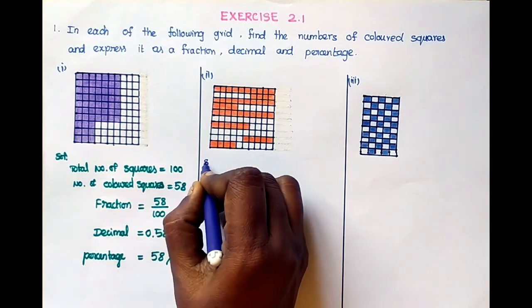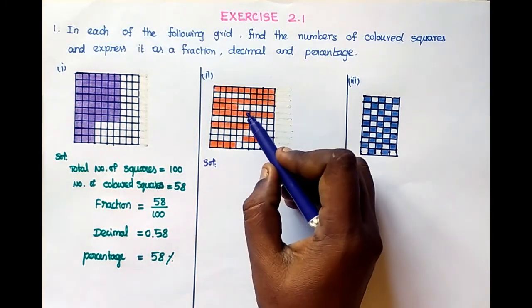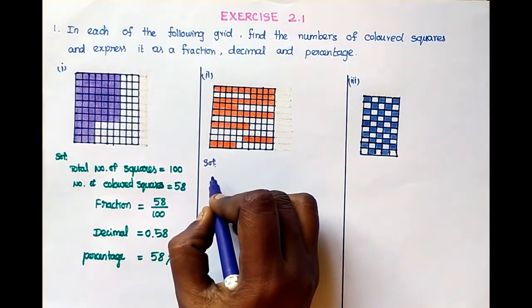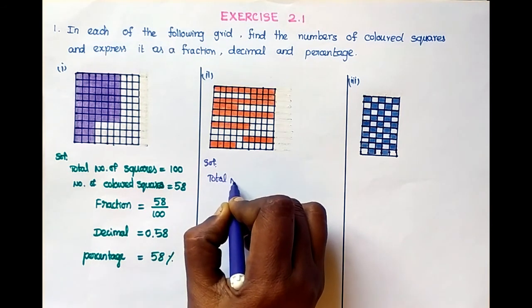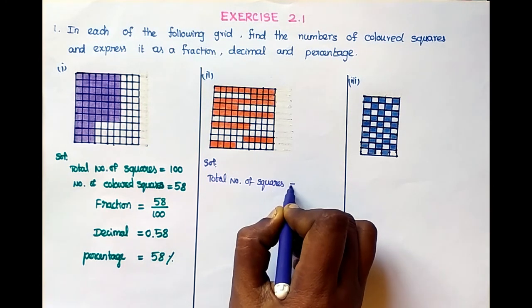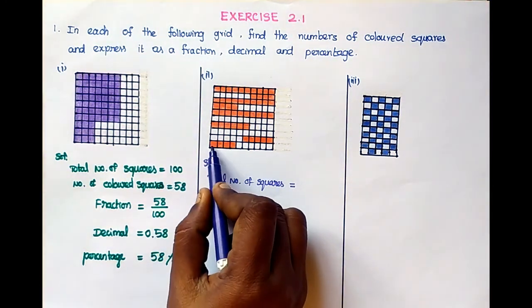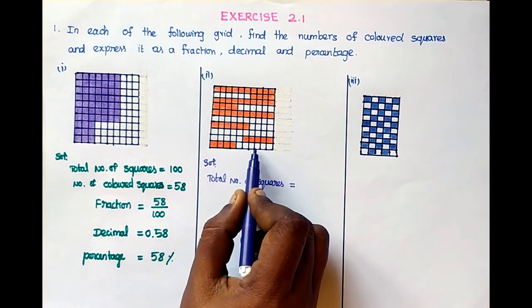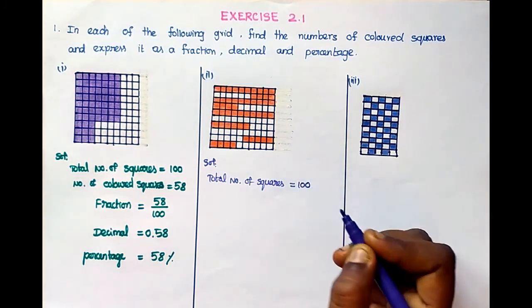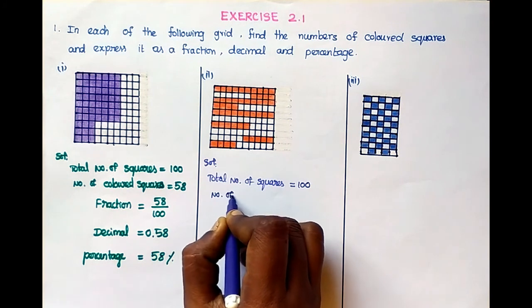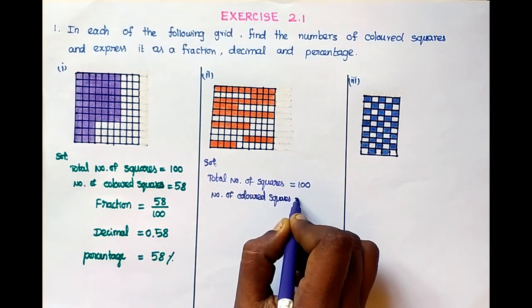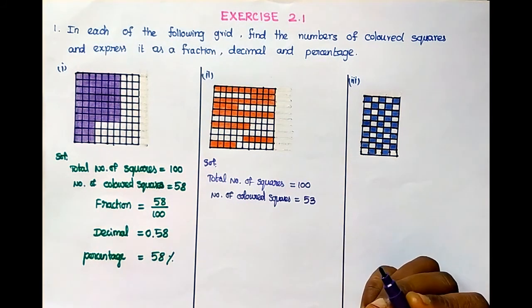Next one. Here, the total number of squares. 1, 2, 3, 4, 5, 6, 7, 8, 9, 10. Here also 10, so totally 100. And the number of colored squares, that is 53.